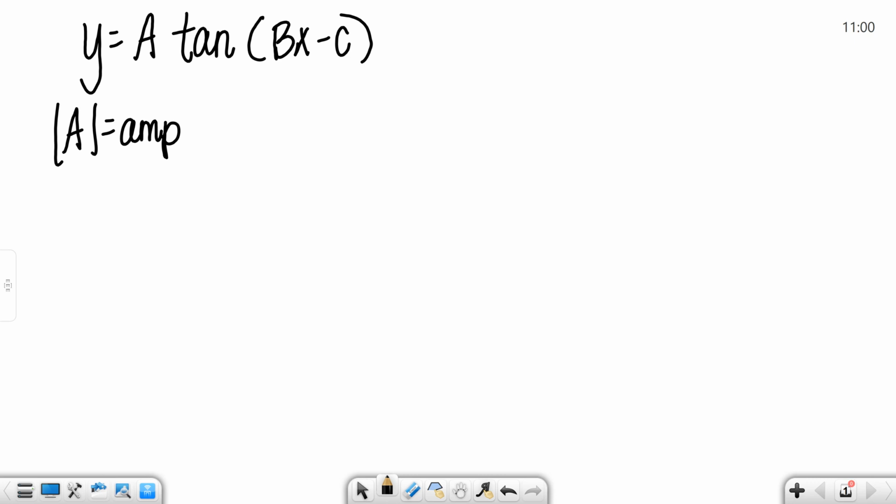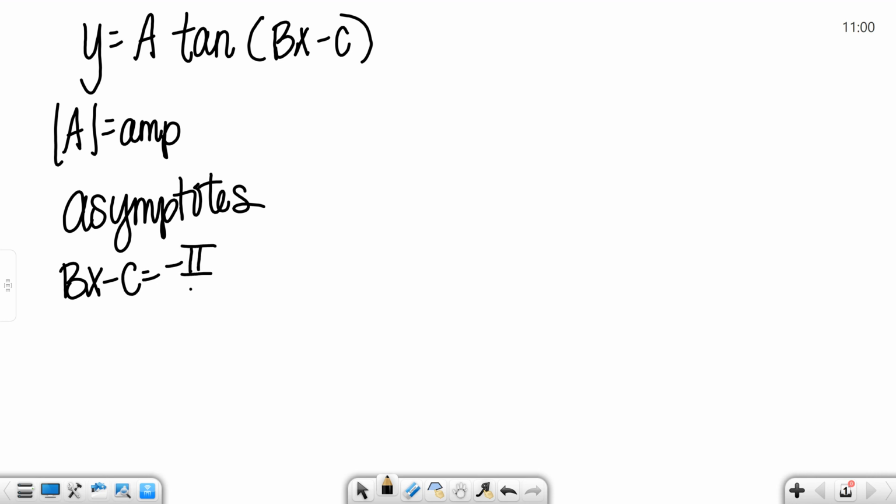And then I figure out where are my asymptotes. All right, so I've got to know where they are. Here's how you decide where your asymptotes are. They are at bx minus c equals negative pi over 2, and they are at bx minus c equals positive pi over 2. These are the two original asymptotes. All right, and so that's why we decide to use that. All right, and so those are the things that are super important there for you to decide.